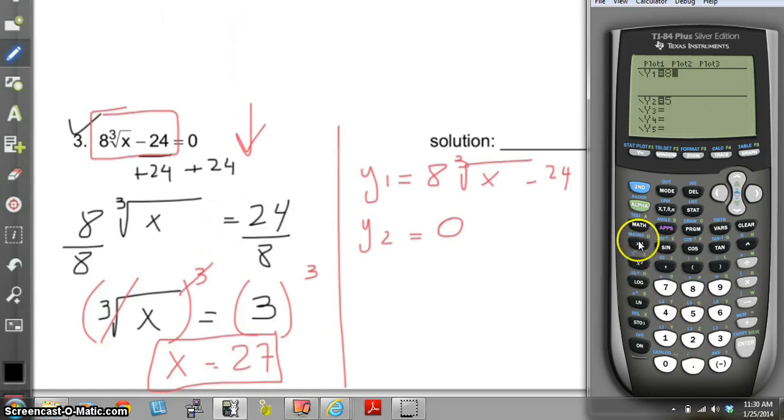Now to get the cubic root you have to go to math, and as you can see it's number 4. So just math, not second math. You go to math to get the cubic root, and then x, then you move over to stop the radical, minus 24. If you want, you can put on y2 0, but it doesn't really make any difference. You can just put y1. If y2 is 0, you can just not put it, and then you graph it.